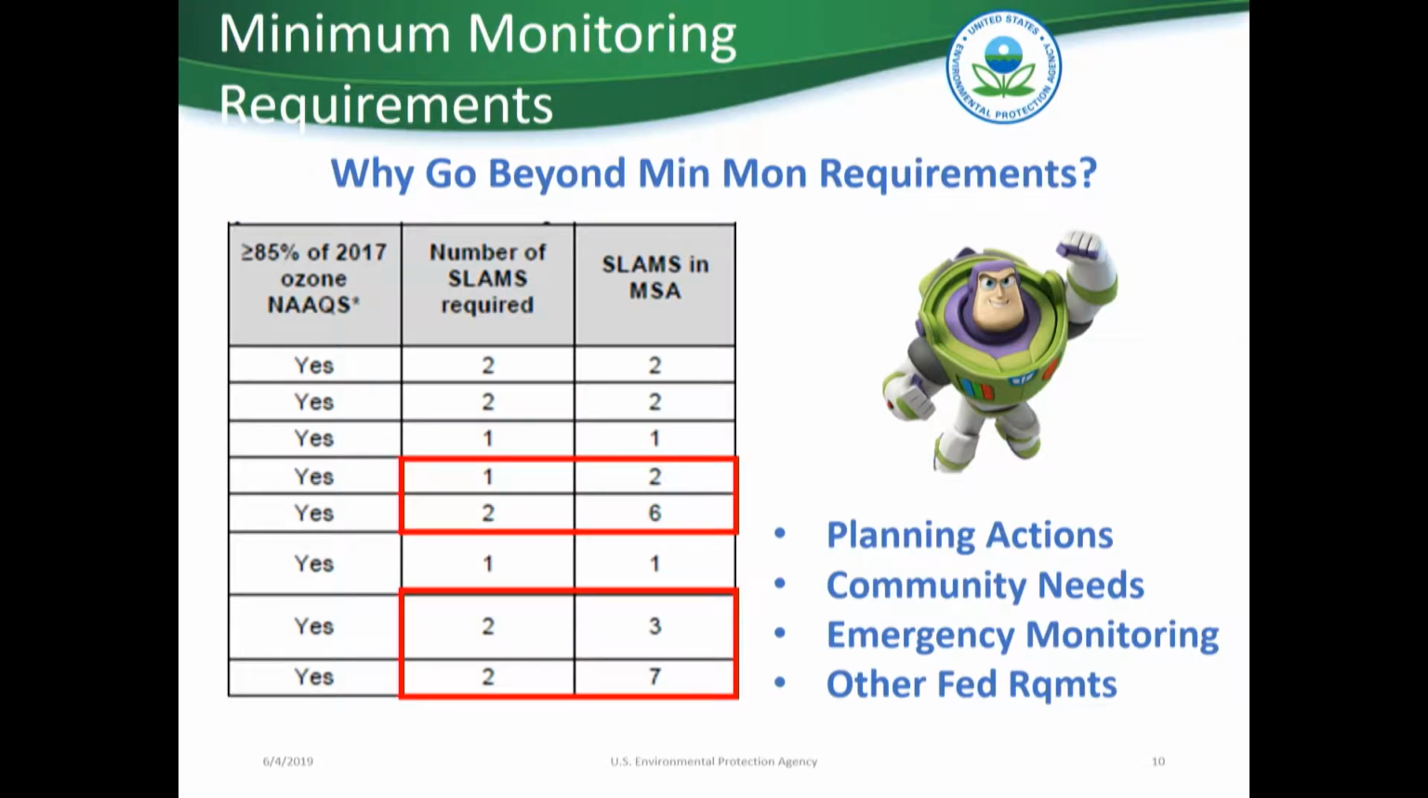Okay, so a lot of agencies have more than the minimum monitor requirements out there, and while quality is often more important than the quantity of monitors, there are reasons for you to go beyond the minimum monitoring requirements. Those might include state and federal planning actions, community needs or requests for additional monitoring, emergency monitoring, so wildfires, things like that, and other federal requirements. So we require max concentration sites and background and transportation sites and PM2.5 continuous monitoring. So we ask you to do a lot more than the minimum monitoring requirements in some situations.